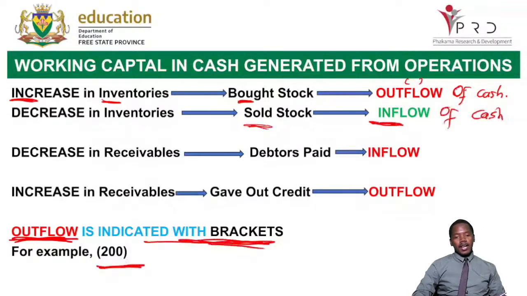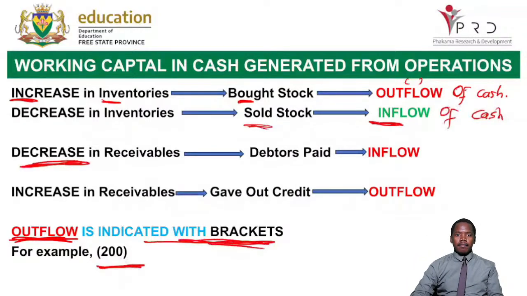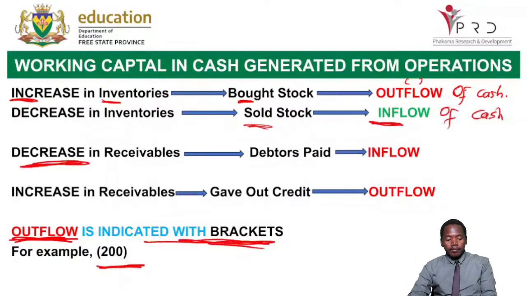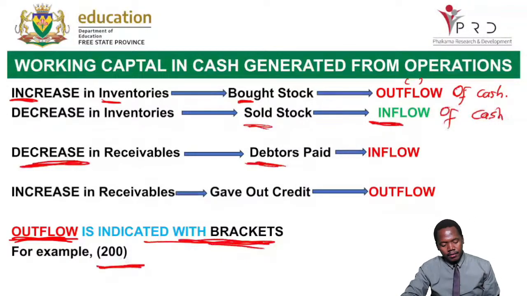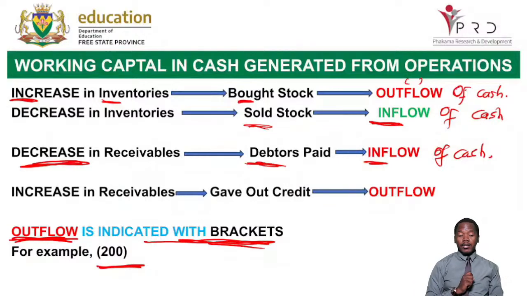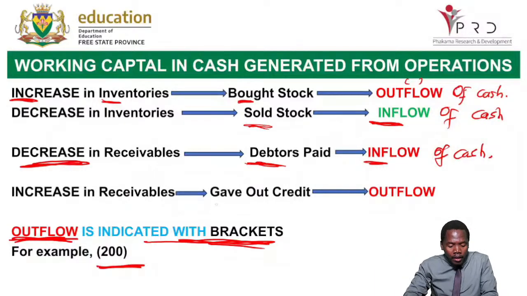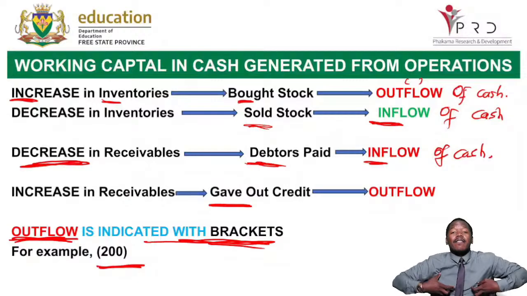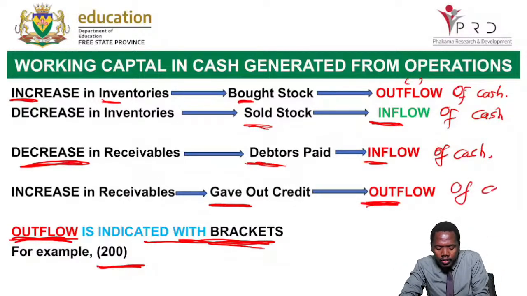Let's look at the receivables now, trade and other receivables. If my receivables are decreasing, what is causing that? It is caused by debtors paying back whatever they are owing the business. So that becomes what? An inflow of cash. Coming to the next one, an increase in receivables. It means that we sold more on credit to our debtors. If we give out credit, it means we are giving out money to them. That becomes an outflow of cash.